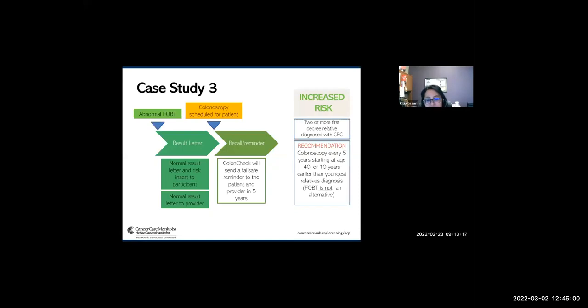As this patient is considered an increased risk, why? Because 2 or more first-degree relatives are diagnosed with CRC. The recommendation is to do a colonoscopy every 5 years, starting at age 40, or 10 years earlier than youngest relative's diagnosis. FOBT in this scenario is not an alternative. ColonCheck will send a fail-safe reminder to patient and provider in 5 years. Next step.